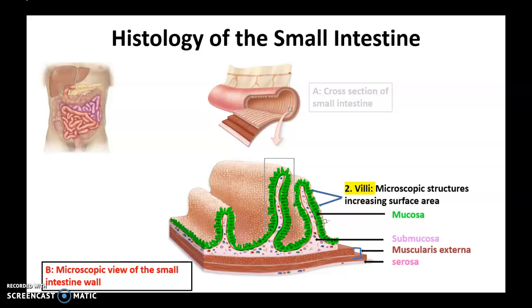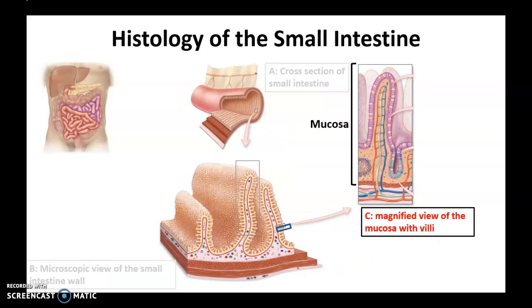Now, remember, the mucosa has 3 components, right? Can we see those? Of course, yes. We just need to move to a higher magnification. Let's do it. So in C, we are zooming into the mucosa where individual mucosal fold is called a villus. We can clearly identify the epithelium supported by the lamina propria, and then we have the muscularis mucosa.